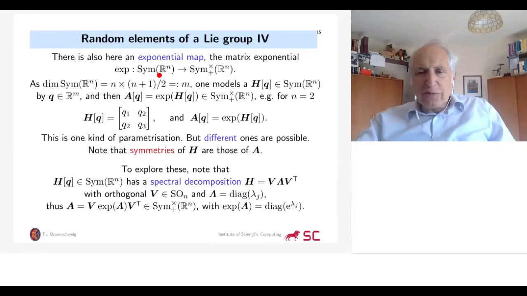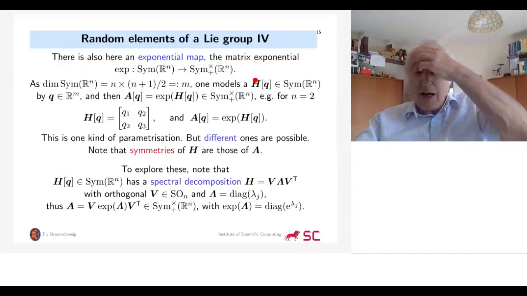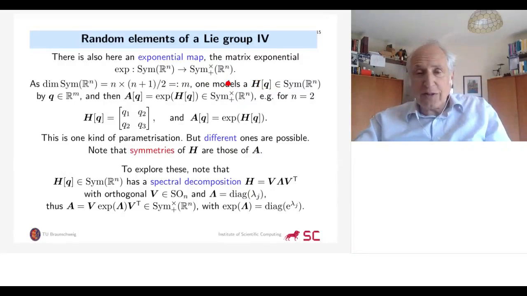So we know symmetric maps have this dimension. I take m free parameters, which I can do. I can model a symmetric matrix by putting the first ones on the diagonal, the other ones on the upper half, and the rest just by symmetry. So I can model the subspace of symmetric matrices by a vector in R^m, where m is this here. And then A(q) is just the exponential here. So that's the mapping epsilon we were looking at.